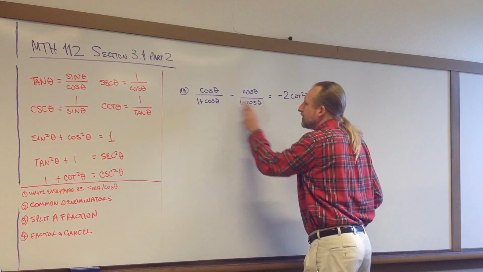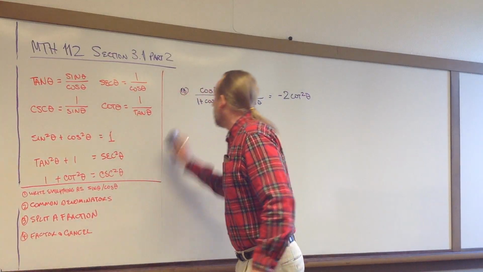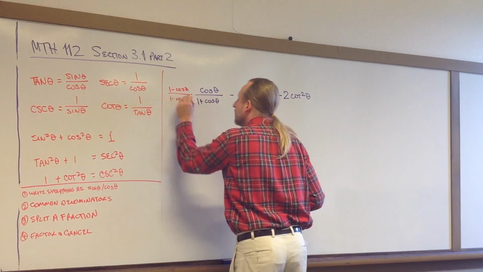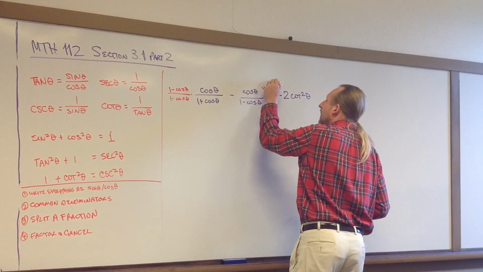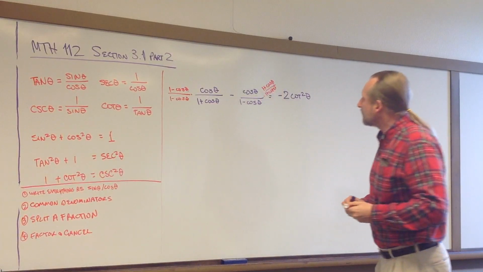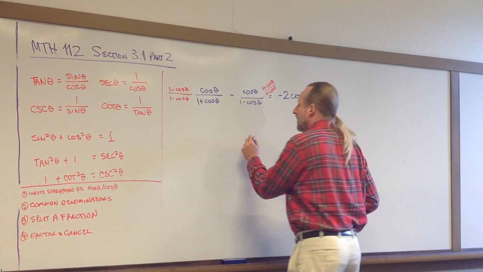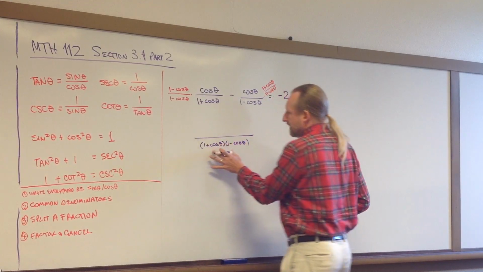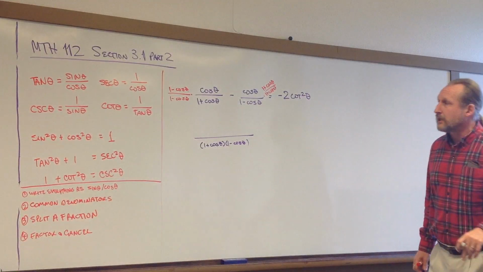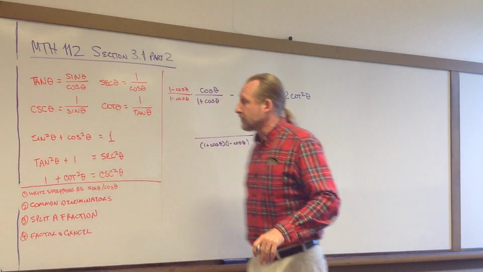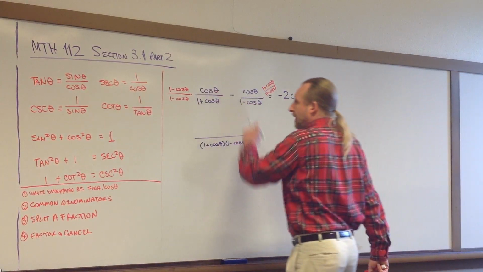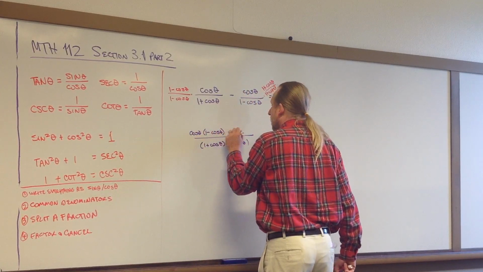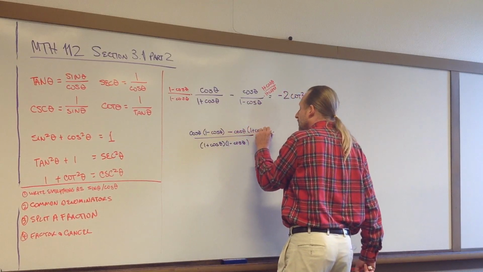So the common denominator is going to be the product of these two together. This one needs to get multiplied by 1 minus cosine over 1 minus cosine, and this one needs to get multiplied by 1 plus cosine theta over 1 plus cosine theta. Alright, so that's going to make our common denominator the product of these two. And you can skip that intermediate step and just multiply them out if you want to. It's going to be 1 minus cosine squared, which we're going to eventually replace with a sine squared, is where we're headed with this. Up on top, we're going to have cosine times 1 minus cosine, and then minus cosine times 1 plus cosine theta.